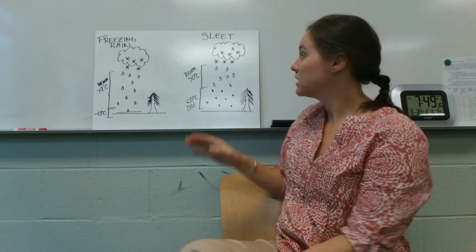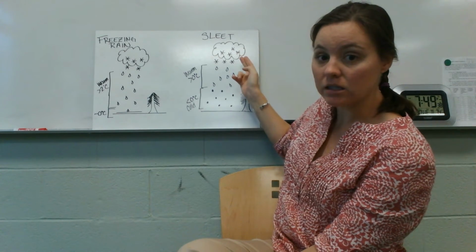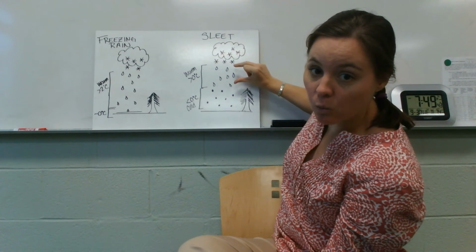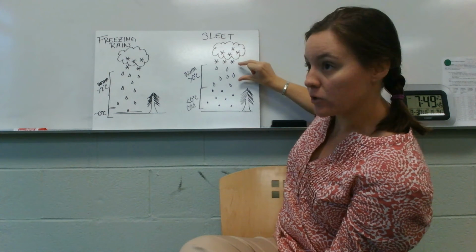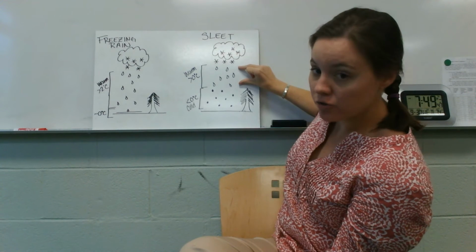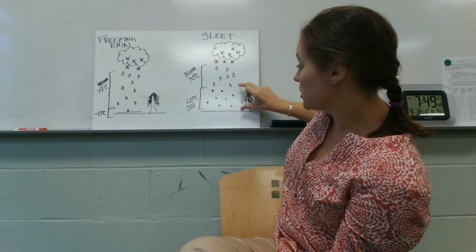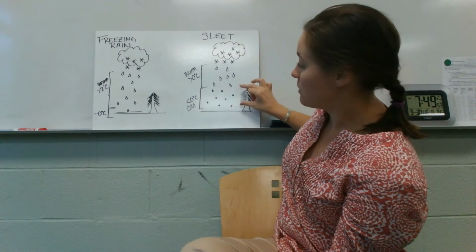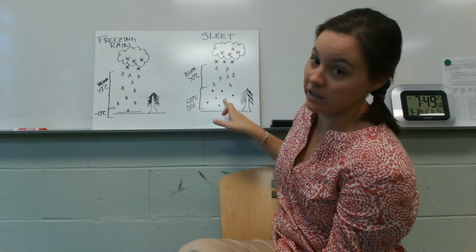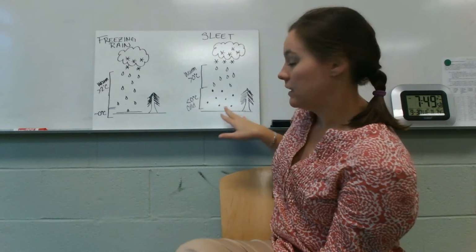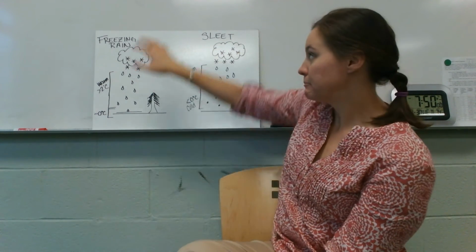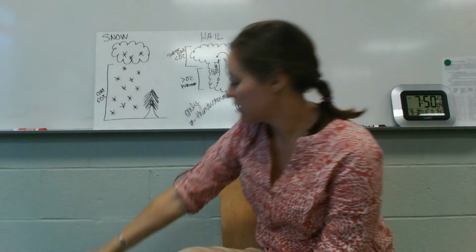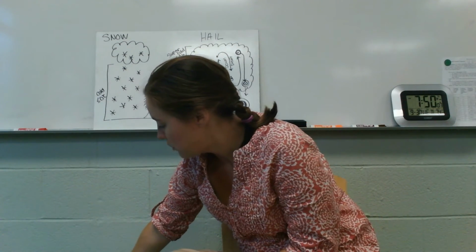And then sleet starts off in the cloud as snow and ice crystals. It falls through a portion of the atmosphere that is warm or greater than freezing, and so it melts into droplets. But then it falls through a portion of the atmosphere that's pretty thick that is below freezing, and so it freezes back into little ice pellets. And then it hits the ground as those little tiny ice pellets. So that's sleet.